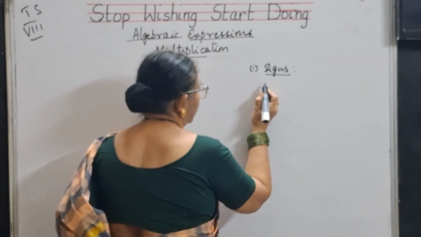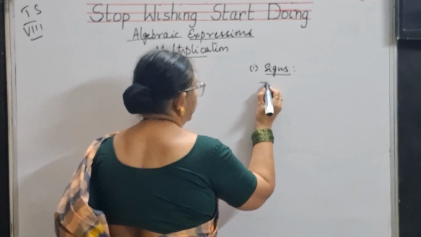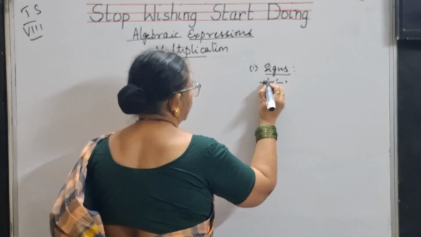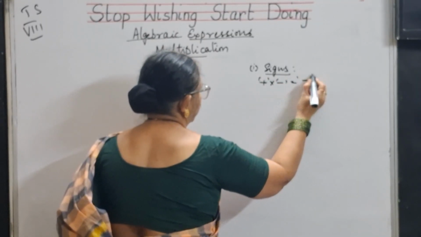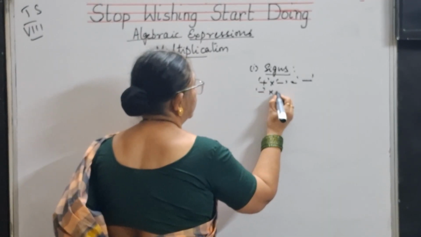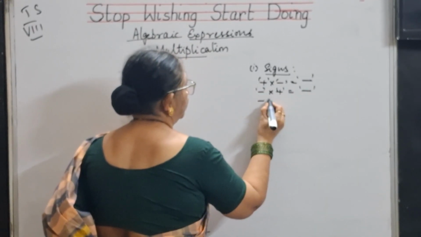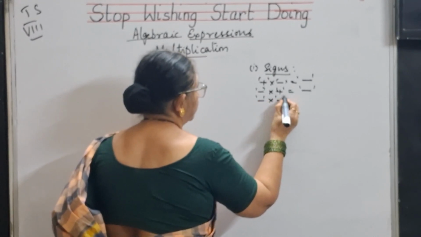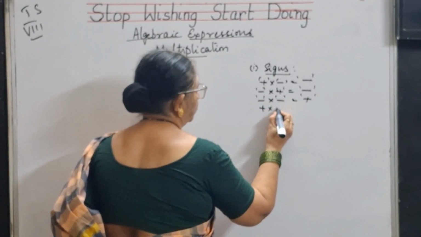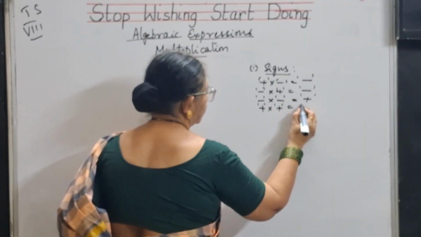So signs already you know, but once again I'll explain. If you are multiplying plus sign with minus sign, answer is minus. If you are multiplying minus with plus sign, answer is minus. If you are multiplying minus with minus sign, answer is plus. If you are multiplying plus with plus sign, answer is plus.